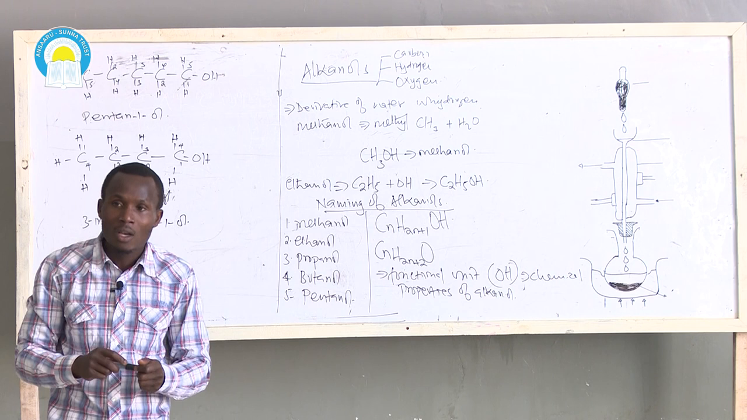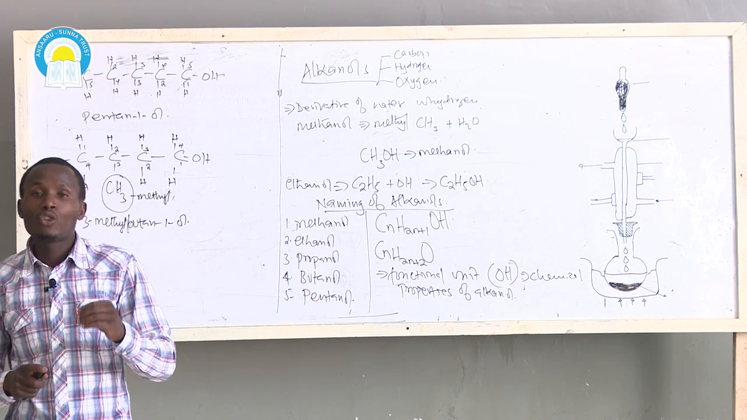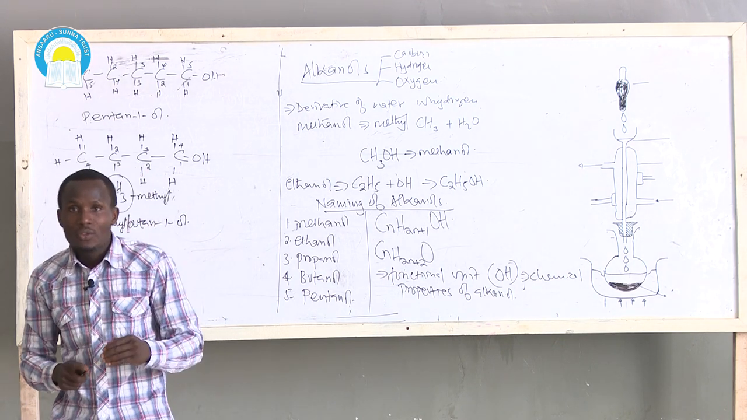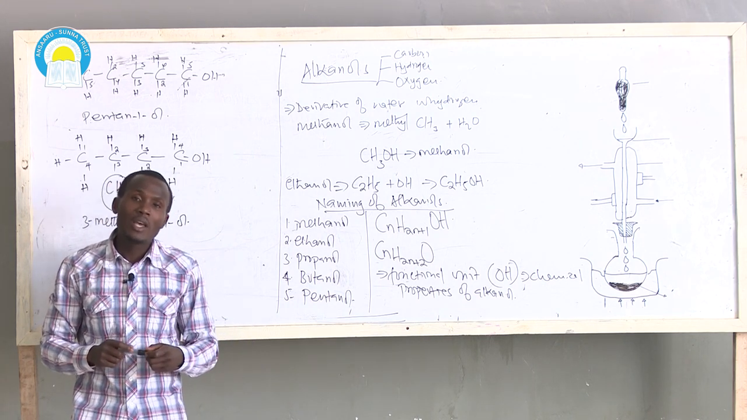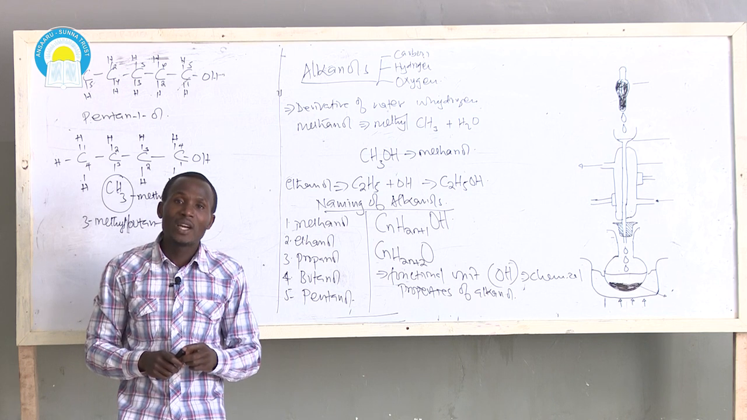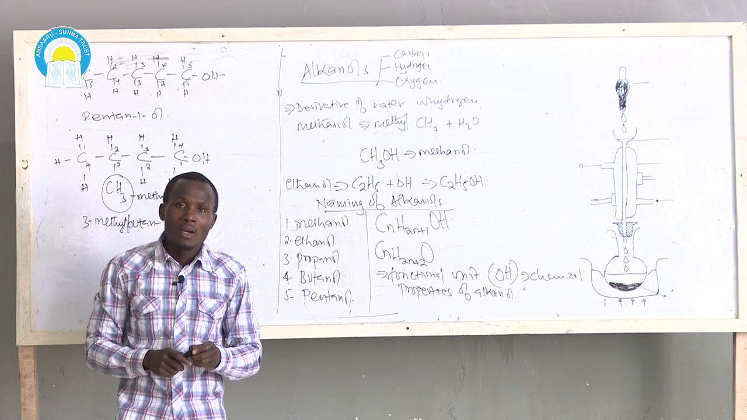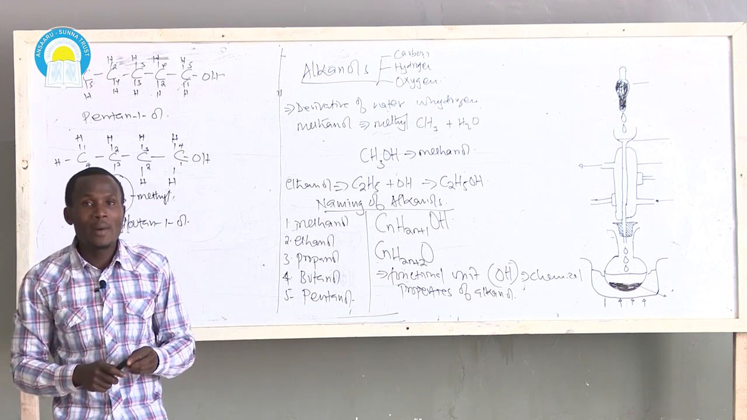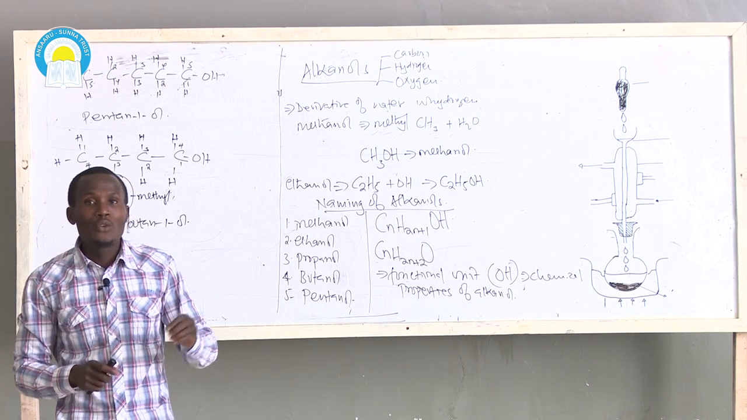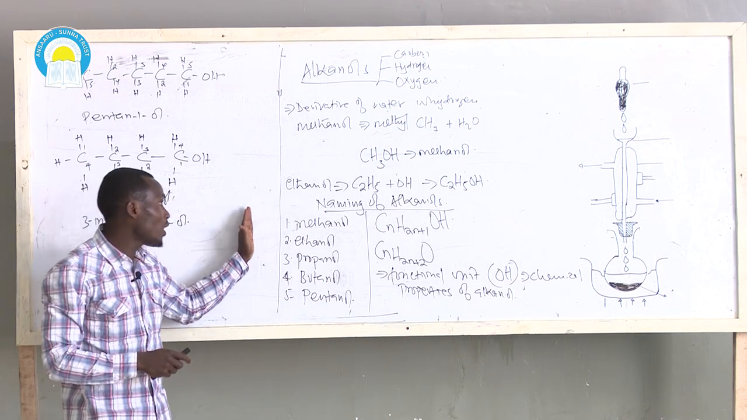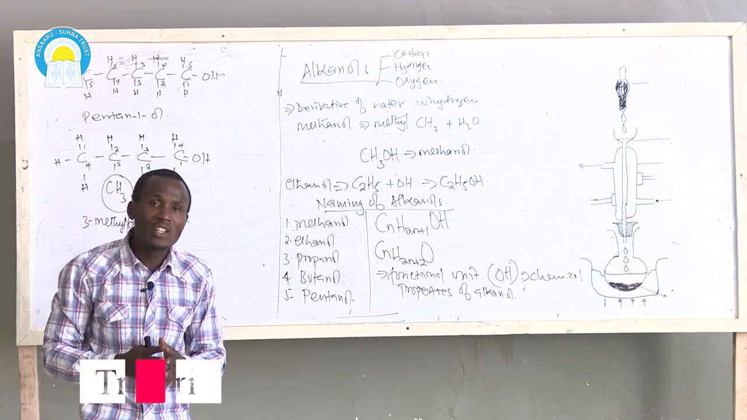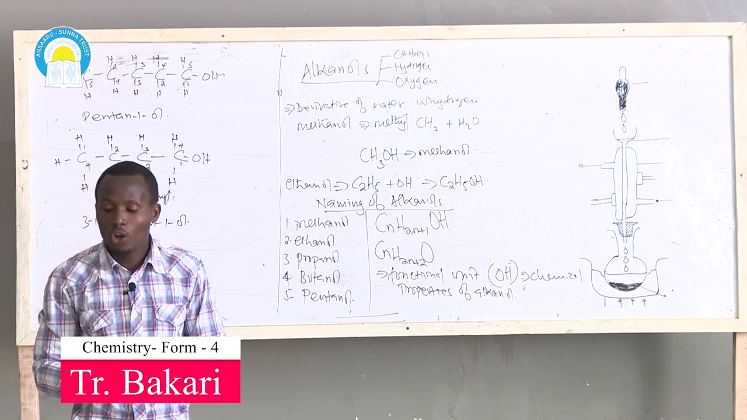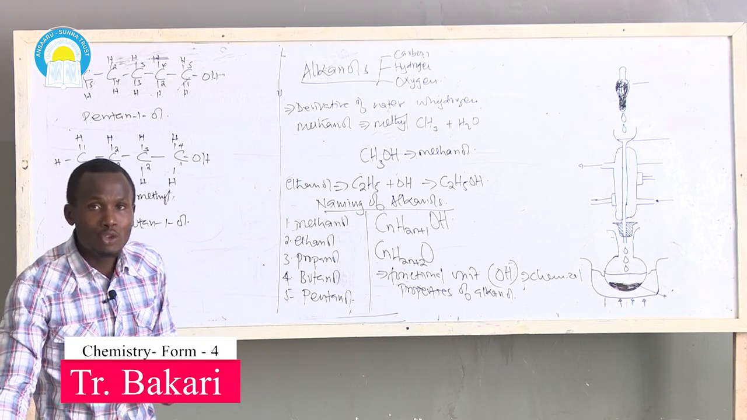So we can also have isomerism in alkanols. Isomerism is the existence of compounds with the same molecular formula but different structural formula. If you look at alkanols, alkanols will show both positional isomerism and branching isomerism.